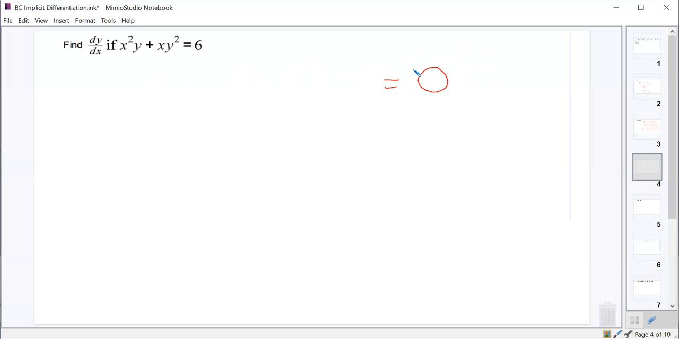But on the left-hand side, we have x squared y. x squared y is a product of two functions, so we have to use the product rule. So x squared, derivative of y, plus y and then derivative of x squared, which is 2xy. Then we have xy squared, which is also the product rule. So that ought to be x, and then the derivative of y squared, which will be 2y dy dx, and then derivative of x is 1 times y squared. Everybody good with all of that?